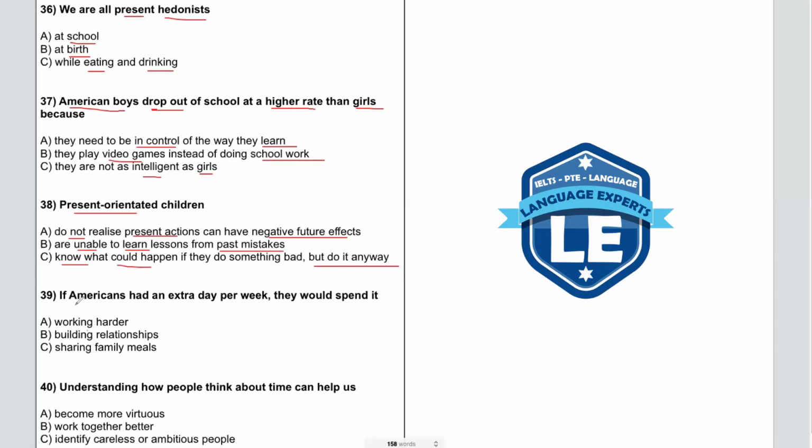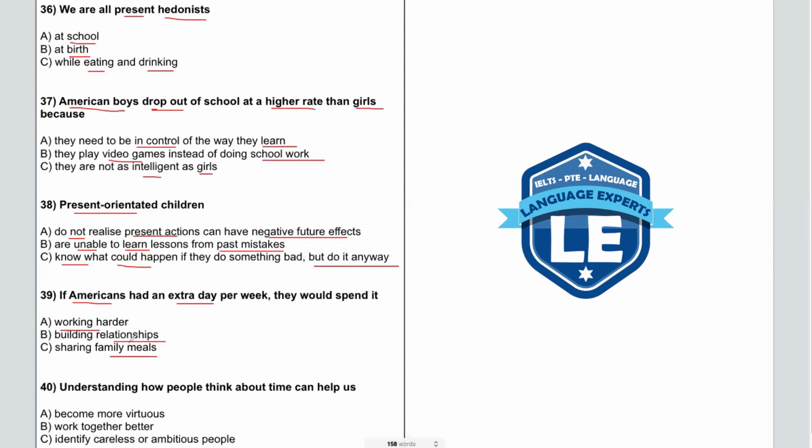Number 39, if Americans had an extra day per week, they would spend it working harder. So I'm going to underline working as the keyword, building relationships, and sharing family meals. Now, notice these three words that I've underlined. I've underlined working in A, but building and sharing, the verbs in B and C, I haven't underlined, and I'll tell you why. Working is the key idea for A. So it's going to involve work or going to the office or career. Working is the main thing here.